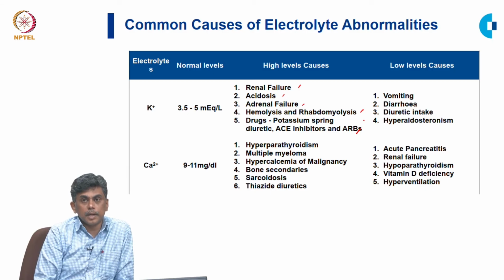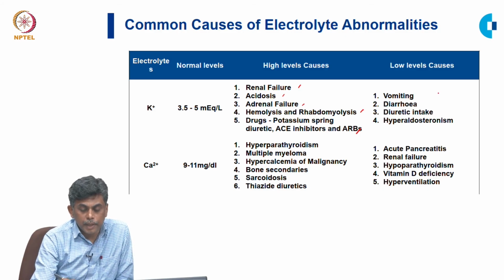angiotensin receptor blockers as antihypertensives. Commonly, ACE inhibitors and angiotensin receptor blockers are used very much in diabetic patients, diabetic hypertensive patients, cardiac failure patients, and even in renal failure patients to prevent progression of diabetic nephropathy and even other nephropathy. So these are commonly used drugs. So that can also cause hyperkalemia.